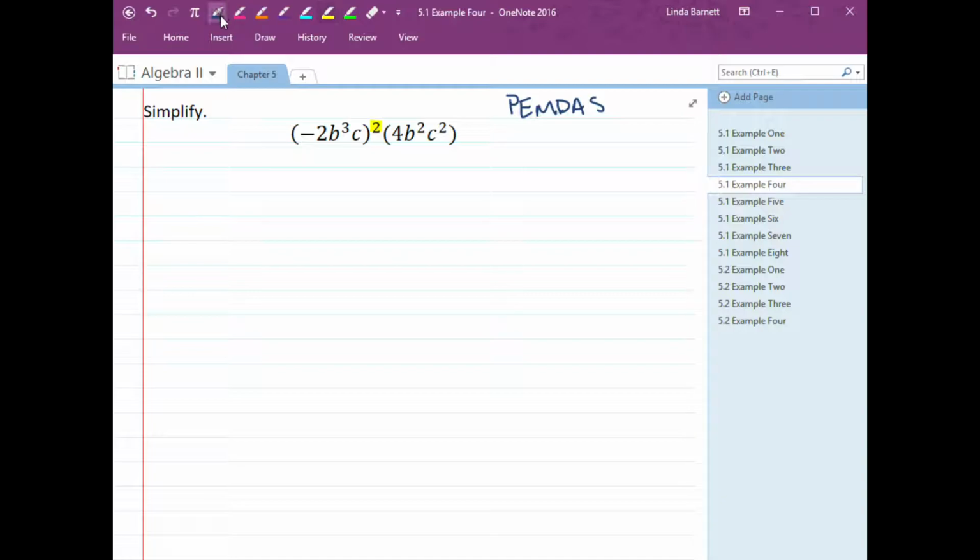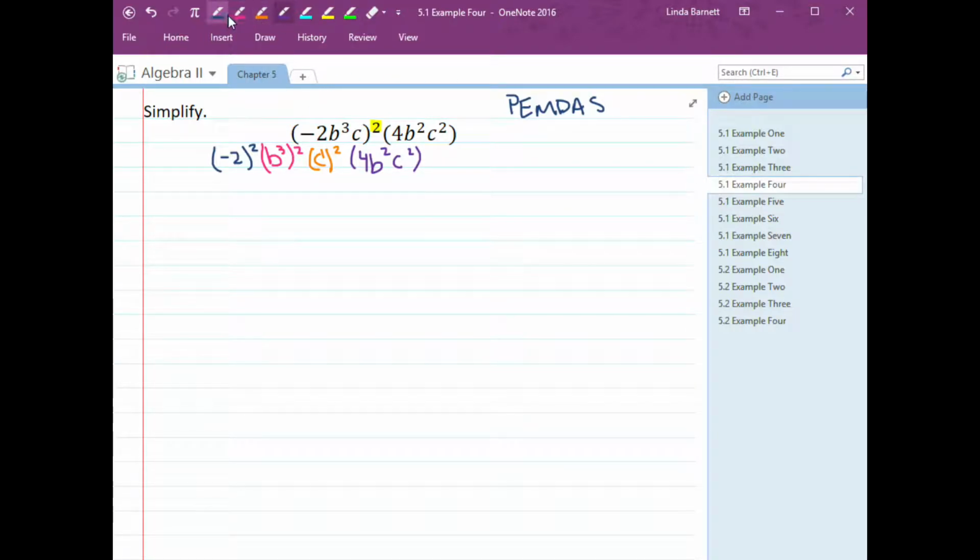together. So that's going to look like a -2 squared and a b cubed squared and a c to the first power squared, and that's all still being multiplied by 4b squared c squared.